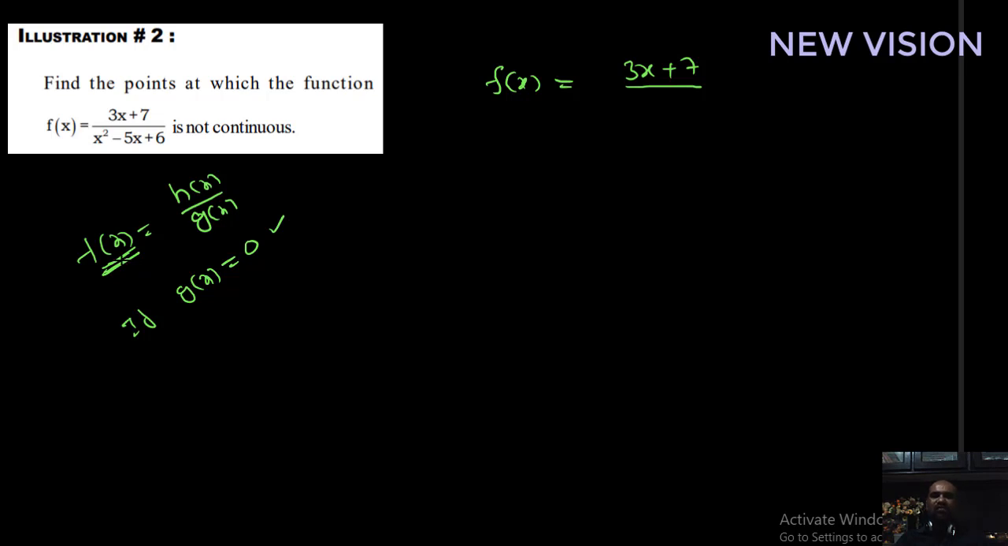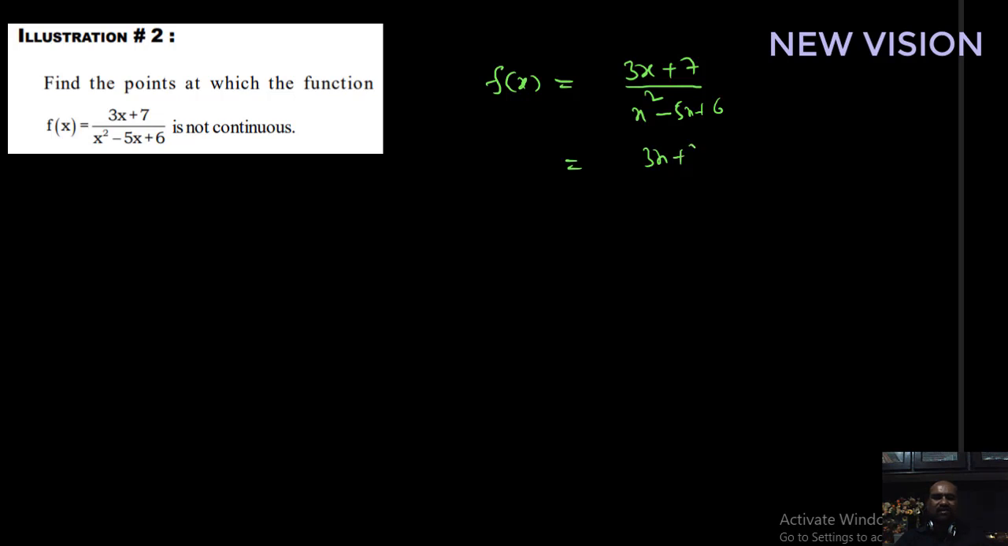Okay. In other words, we want to find the domain of the function. The function is continuous or not, we will check in its domain only. So we want to find the values of x so that g of x equal 0. For those values of x, function not defined, means those values of x, function is not continuous. So in this problem, I just want to find the values of x for which x square minus 5x plus 6 becomes 0. So that is 3x plus 7 by x minus 2 into x minus 3. Therefore at x equal to 2 or 3, f is not continuous.